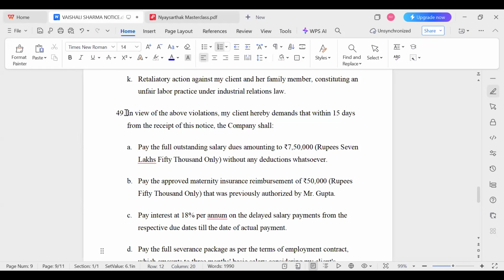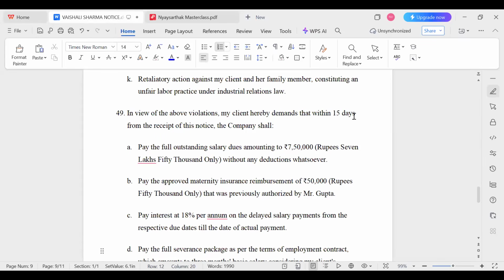Firstly, we have given the violations: your company has violated this, your company has violated that. After that, we have given our demands, what we are demanding through this legal notice, because generally a legal notice is treated as a demand notice, where you are demanding something from the other side. We have to write the demands very concisely and properly. It is written here that my client hereby demands that within 15 days. This is generally the prescribed time that you have to give to the other party.